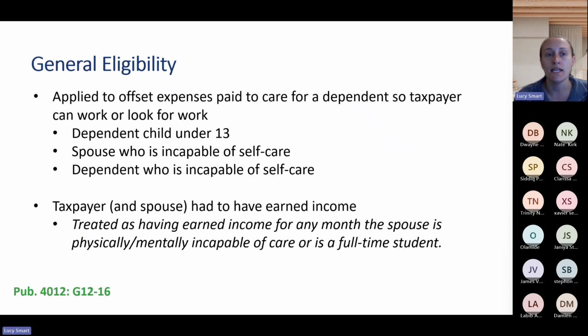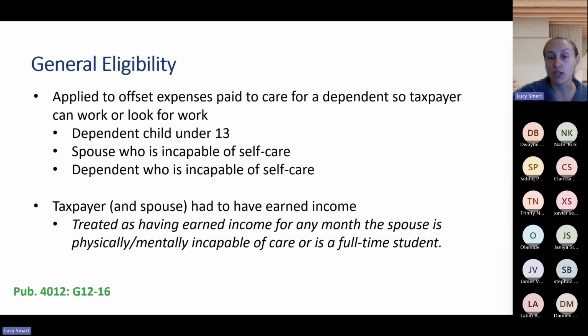So, who can claim this credit? The child and dependent care credit is intended to offset expenses paid by the taxpayer to care for their dependent while the taxpayer works or looks for work. In order for the expenses to count, the dependent must be under age 13, so they have to be 12 or younger, or a spouse or dependent who is any age but permanently and totally disabled.